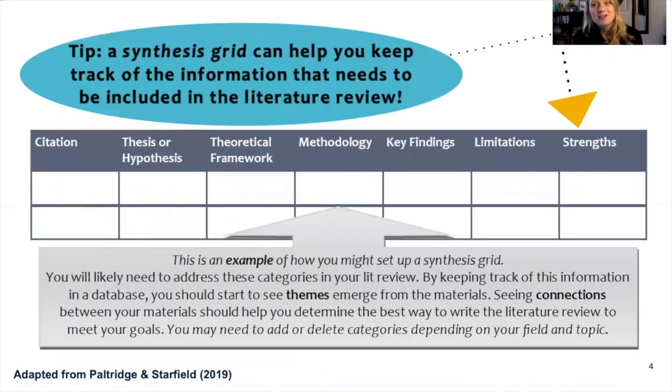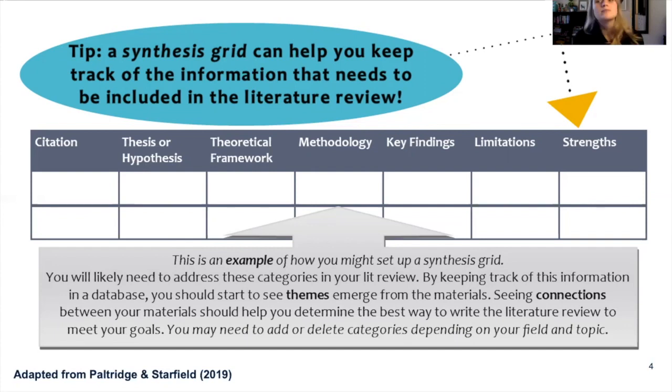My first tip is to develop a synthesis grid. A synthesis grid can help you keep track of the information that needs to be included in the literature review. As you're going through sources, try to keep an Excel or Google spreadsheet that will identify the citation of each article that you're reading. You'll want to describe the thesis of that article or hypothesis. You may want to identify what theory they're using. You want to describe the methodology and their key findings. You might also want to make your own notes about the limitations and strengths of that study. You can put whatever information in the columns that you'd like or that you think would be most useful for you.